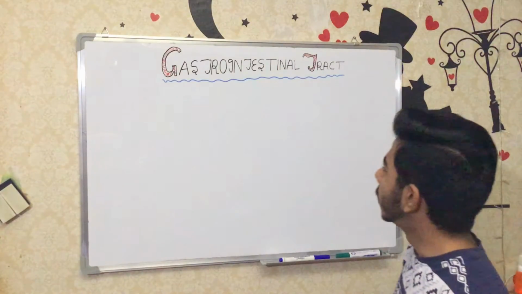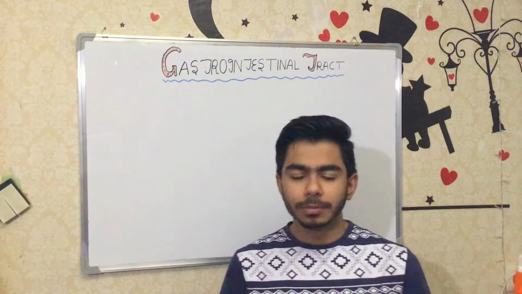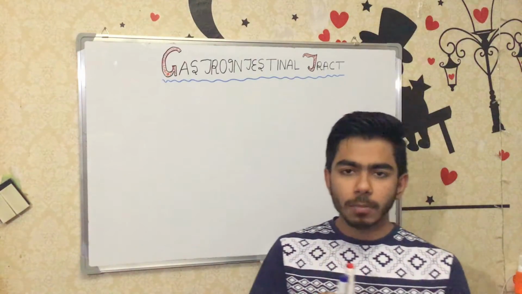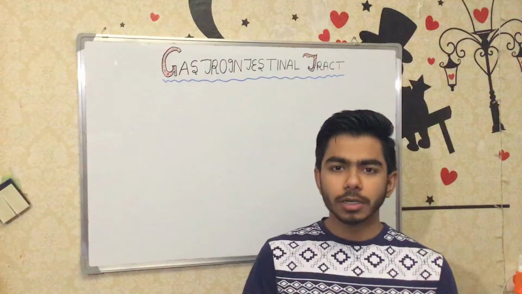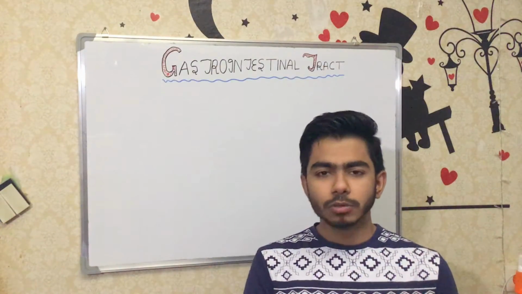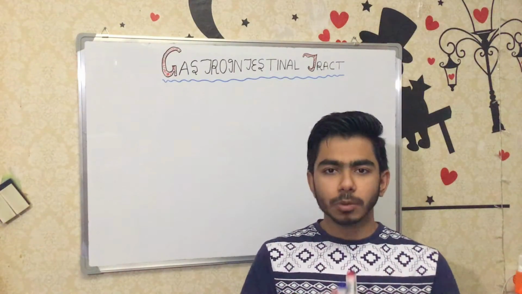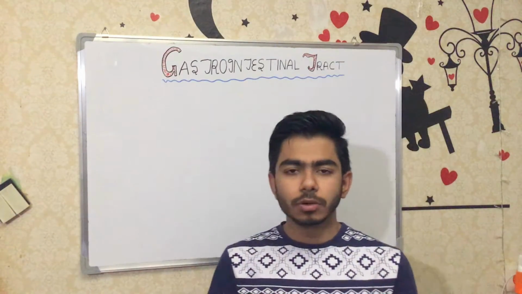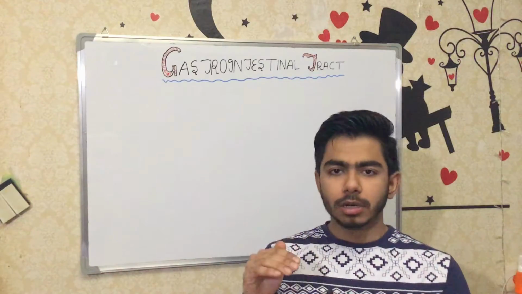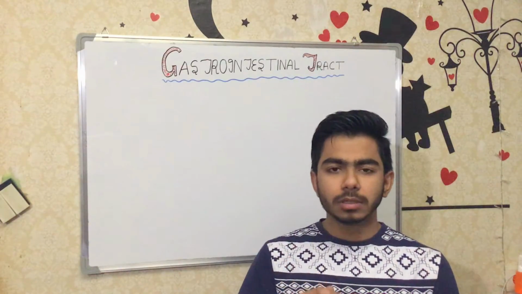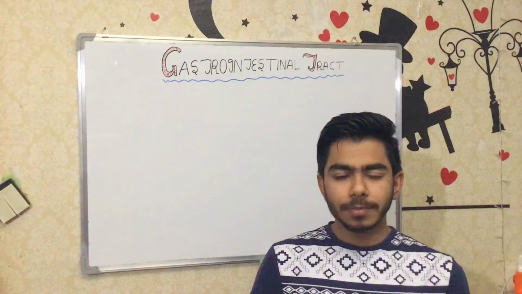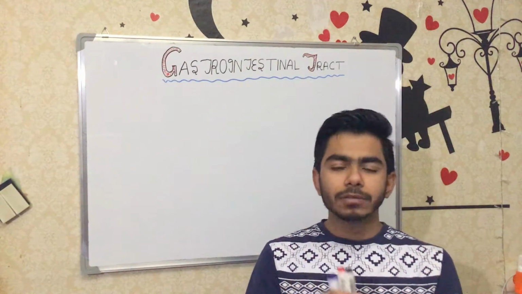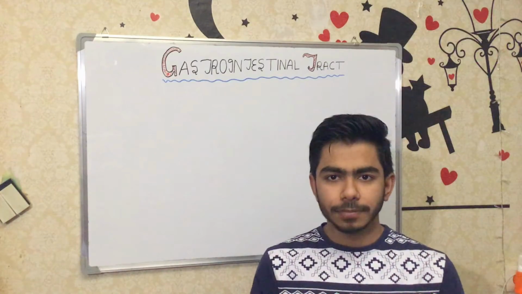If you talk about the layers, basically there are four main layers and further they have subcomponents. Talking from the inner side coming to the outer side, the first one is the mucosal layer, which has three layers that I will be talking about in this video. After the mucosa we have the submucosa, then the muscularis externa, and lastly the serosa or adventitia.